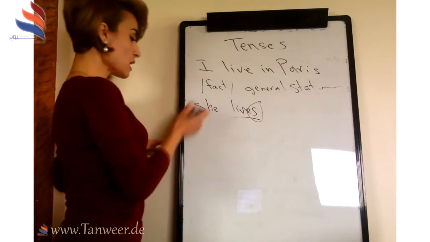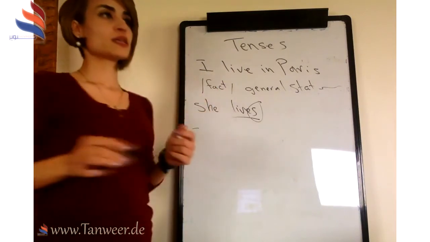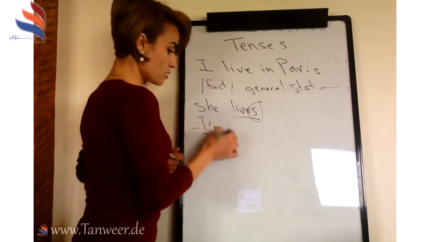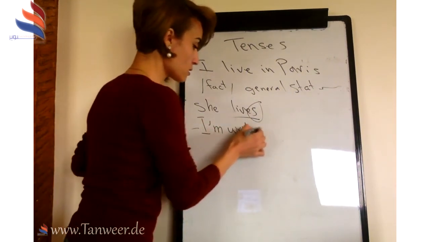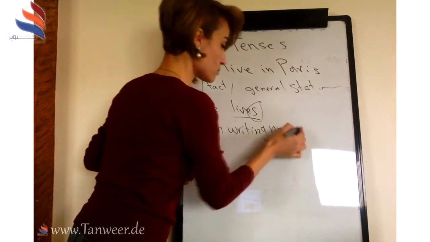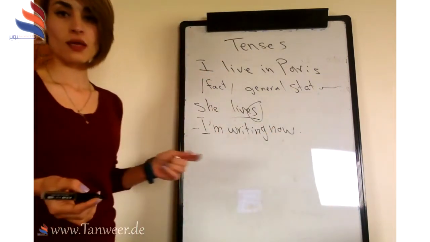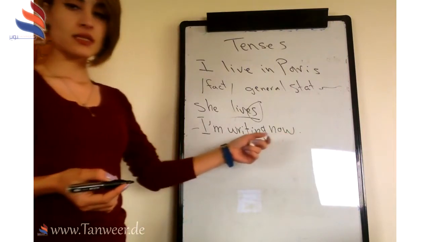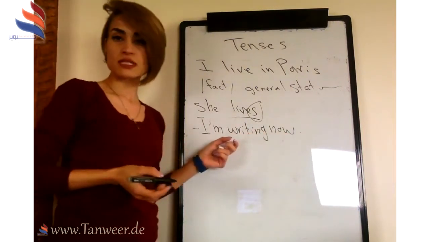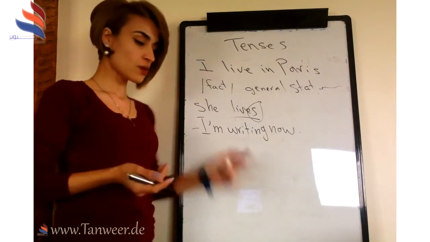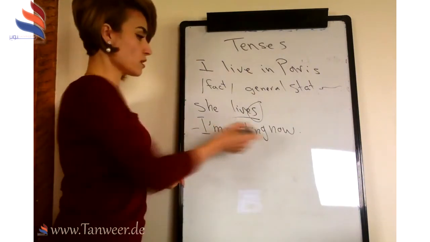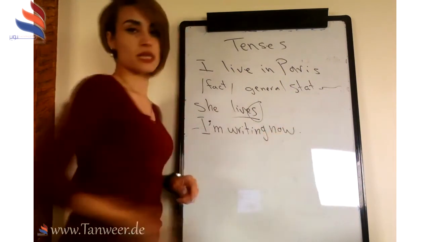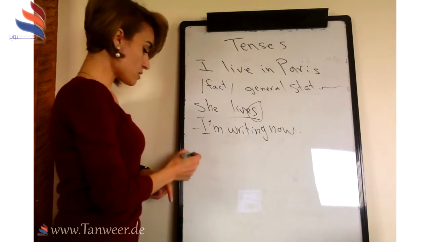Let's go to the second present tense, which is present continuous. When I say, I'm writing now. I'm writing now. This is another present sentence, but present continuous because it's happening at the moment of speaking now, or, let me say, for short time.